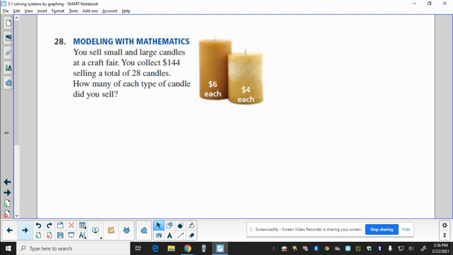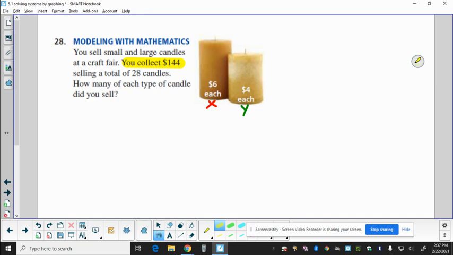That last sentence tells us everything we need to know. So thinking we need to assign some variables. How about we make the large candles X and the small candles Y? That should work out pretty well for us. And now what I could do is write a system of equations that adheres to this problem. You may not have known exactly what to do, but I'm going to show you something here. So you collect $144.